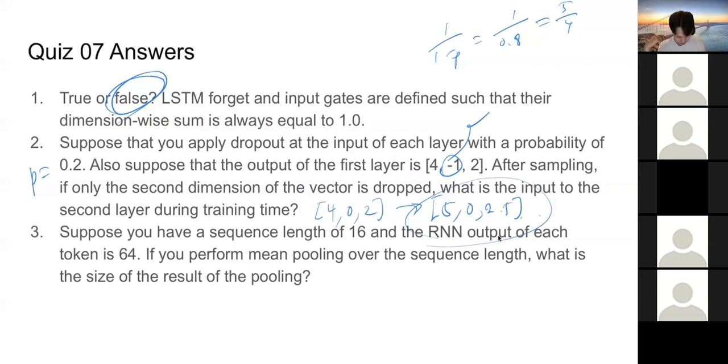Very similar. Number three, suppose you have a sequence length of 16 and the RNN output of each token is 64. If you perform mean pooling over the sequence length, what is the size of the result of the pooling? I think this is quite straightforward, but the options could have been confusing. The answer is 64 because pooling is happening over the sequence length. That is the dimension that gets squeezed into one, but what remains is the output dimension, which is 64. Okay, I think that's quite clear. All right, so that's great.